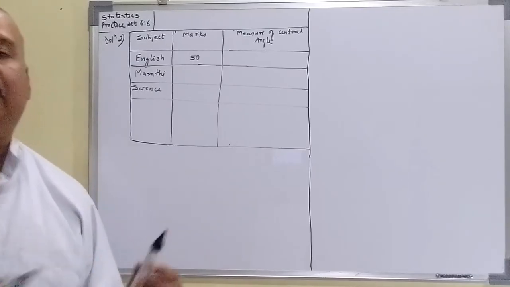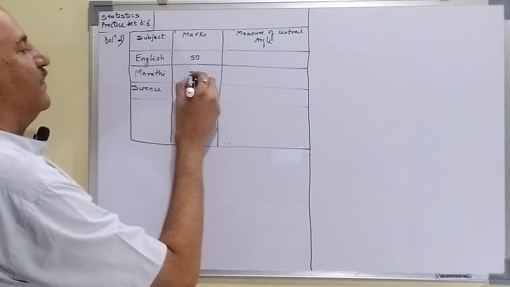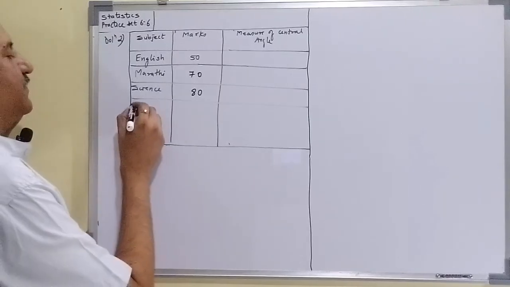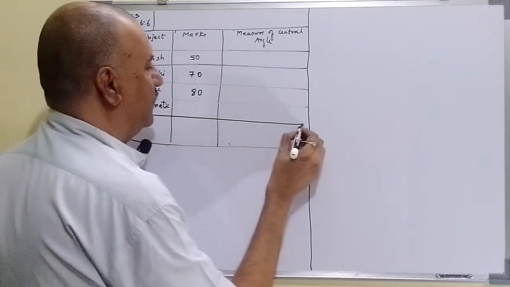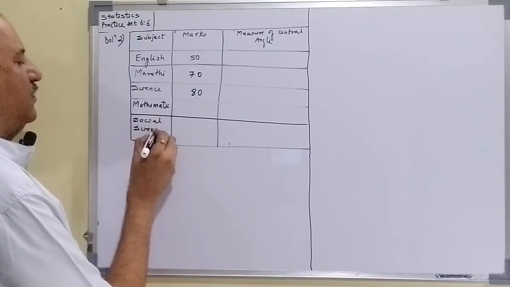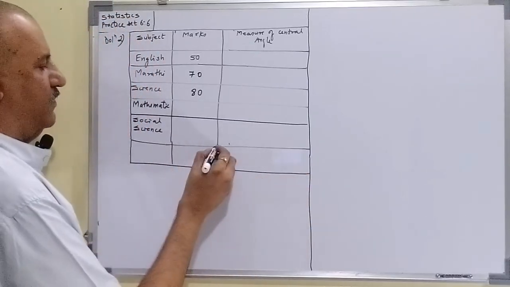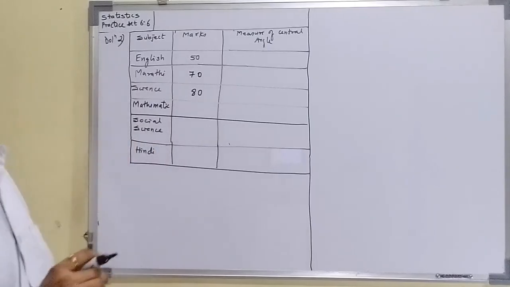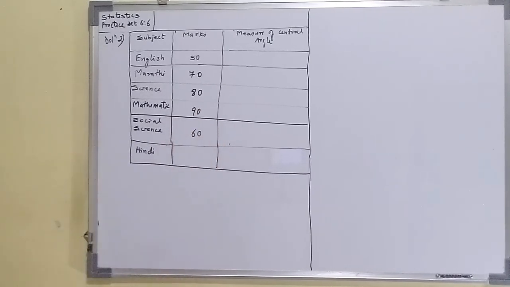Marks obtained are: first 50, then 70 and then 80. The fourth subject is Mathematics, after that Social Science, and then Hindi. After 80 we have 90, then we have 60 marks here, and Hindi we have 50 marks.